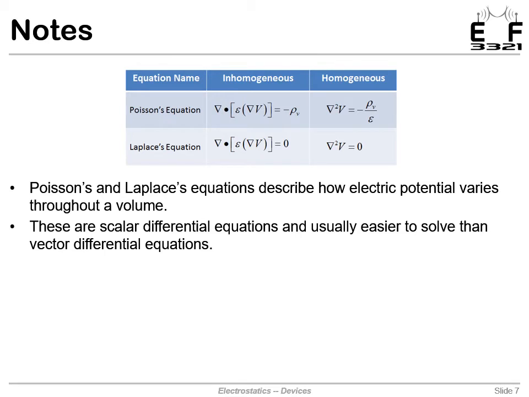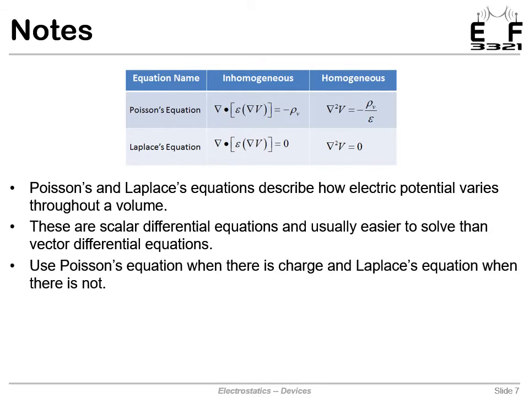We're also using these equations because we could go back to Maxwell's equations, but those are vector equations, and those are just harder to solve. We prefer solving scalar equations. If there is charge where we're obtaining a solution, we resort to Poisson's equation, but that tends to be very rare.